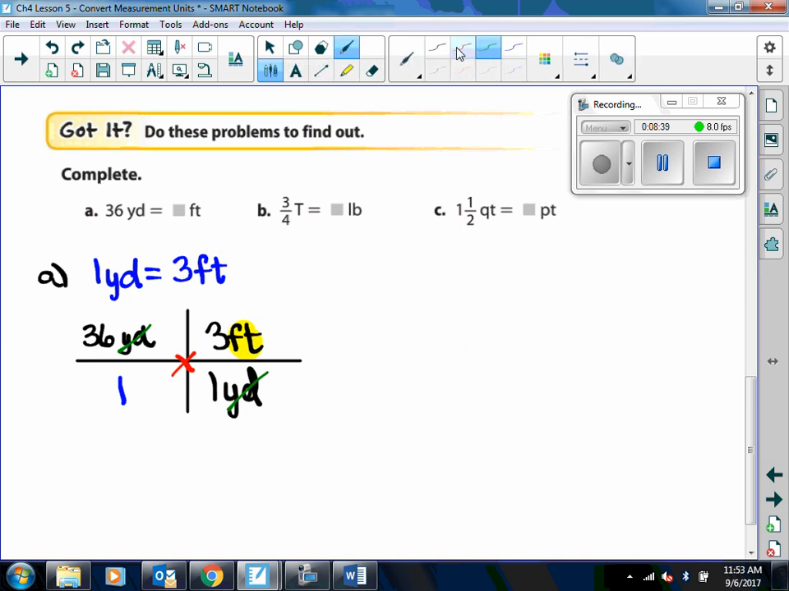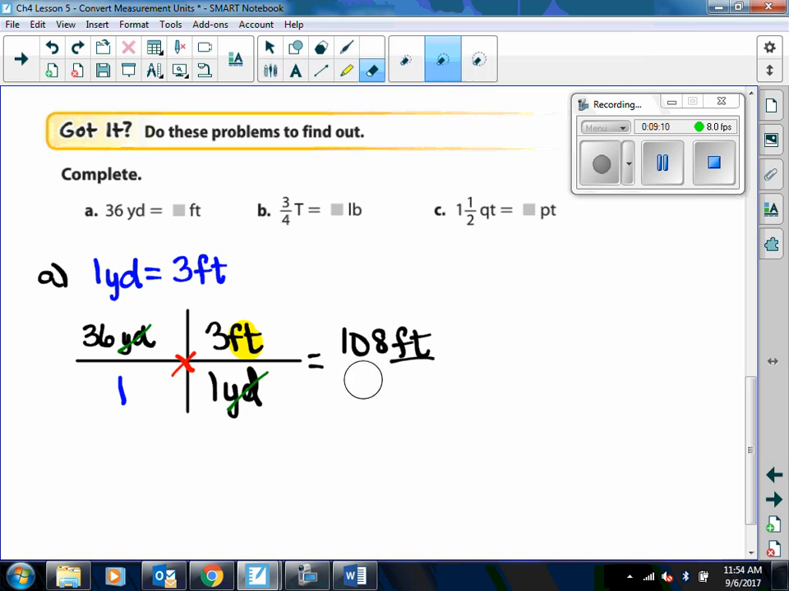So when we multiply straight across, we get 36 times 3, which is 108. And that's, of course, 108 feet over 1 times 1, which is 1. And, of course, do I have to write the 1 in the denominator? No. So you're just going to end up with 108 feet.